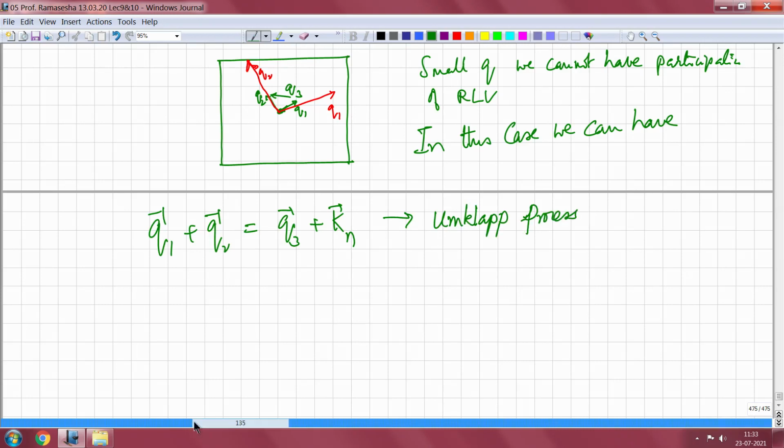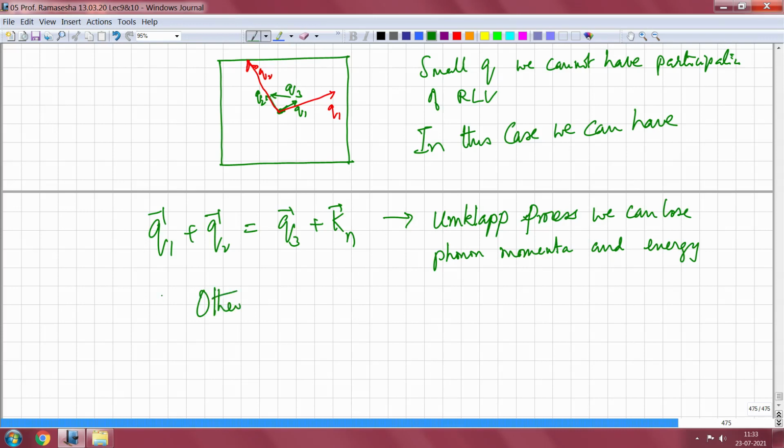In the Umklapp process we can lose phonon momenta and energy, because the phonon gives a momentum to the crystal lattice. The other processes are called N processes, or normal processes.